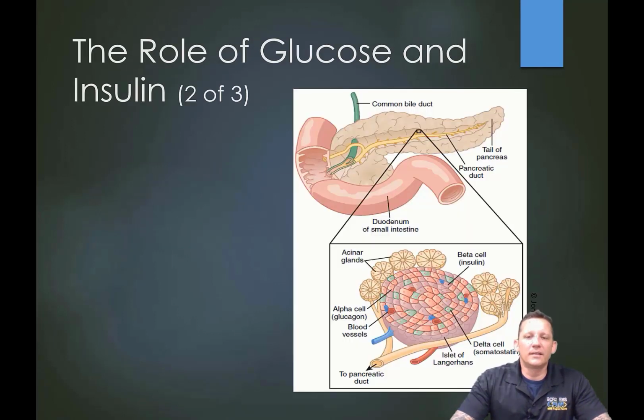So now we're looking at an illustration of the pancreas up against the GI tract, and you can see where the common bile duct is coming in to empty into the GI tract, and then the pancreas has its pathways to secrete the hormones into the GI tract, which will then be absorbed into the bloodstream.